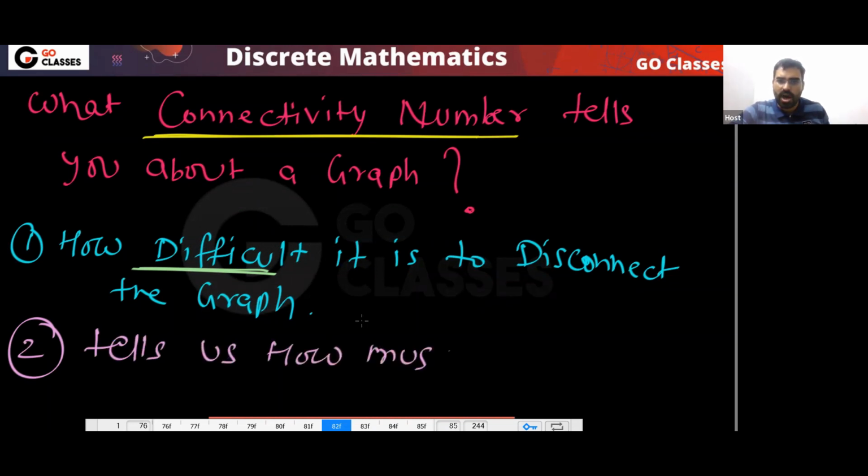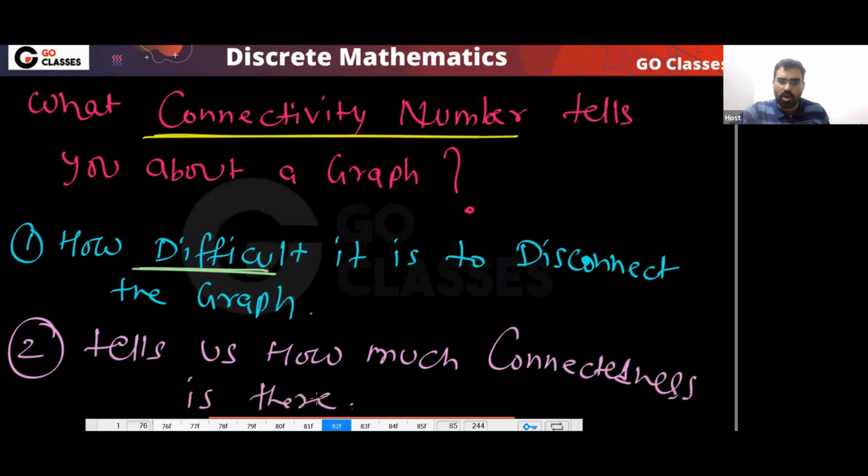I can say how much connectedness is there, how connected your graph is. So this is the idea: how difficult it is to disconnect the graph.